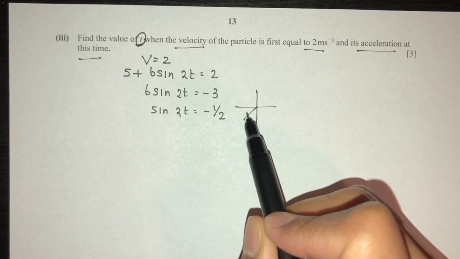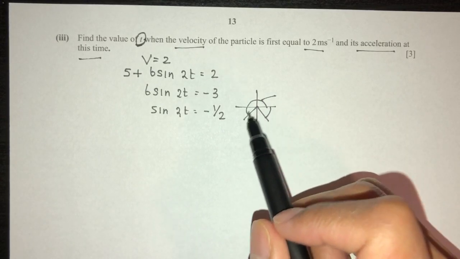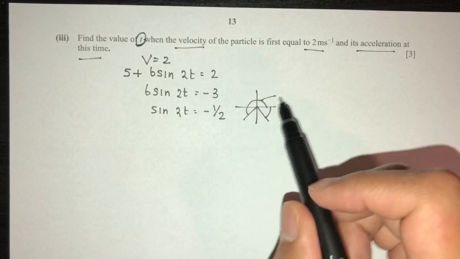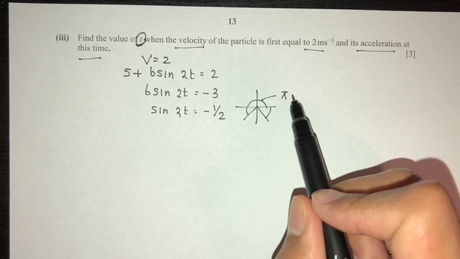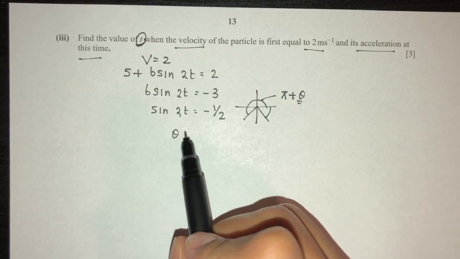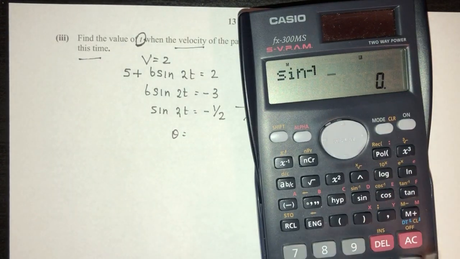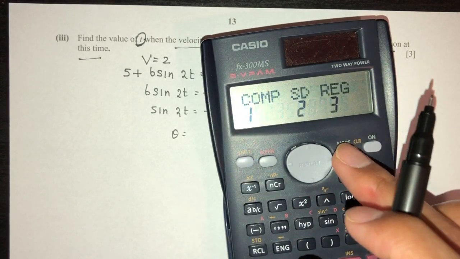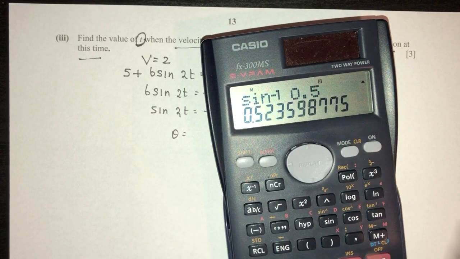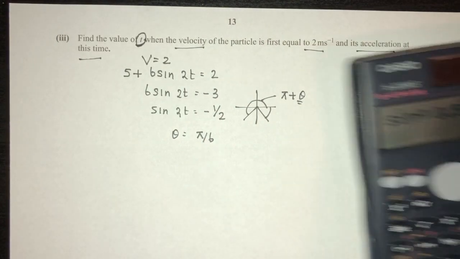Minus half will be in this quadrant and in this quadrant. This one is the first value. This one is given by pi plus theta. So let's first find the value of theta. So theta is what? Sine inverse of half. So if you go to degrees, sine inverse of half should be 30 degrees, which is pi by 6, right?